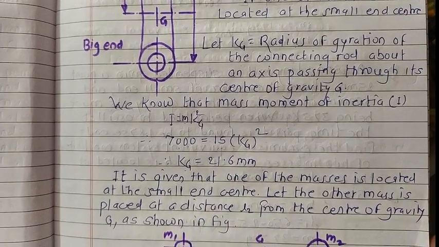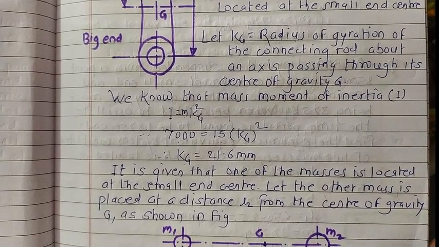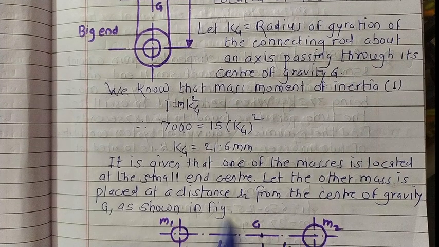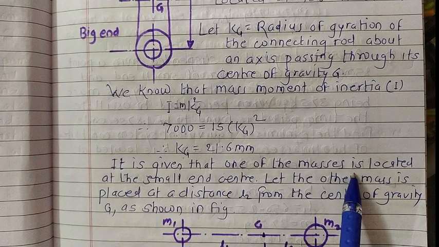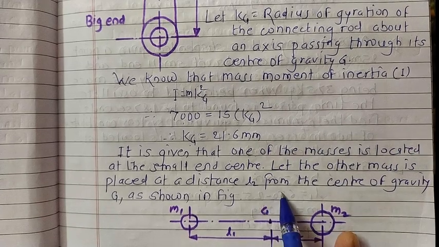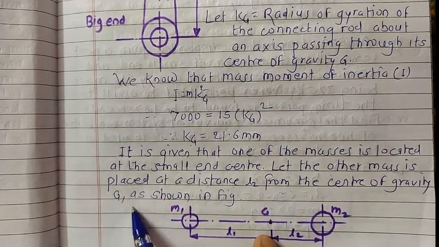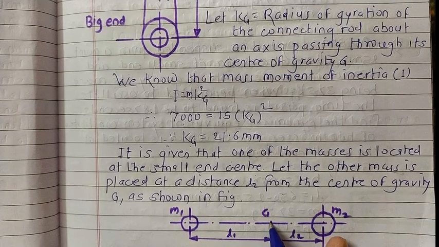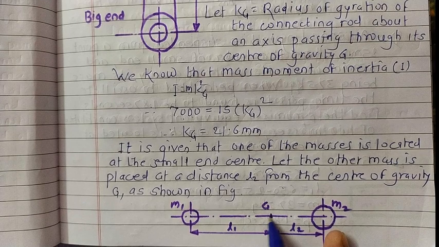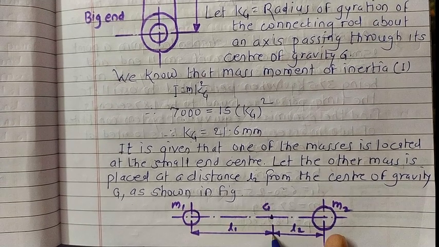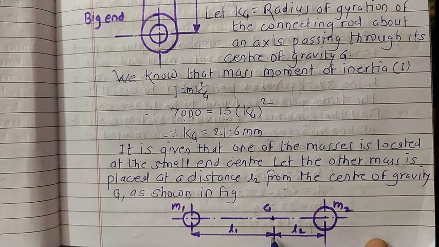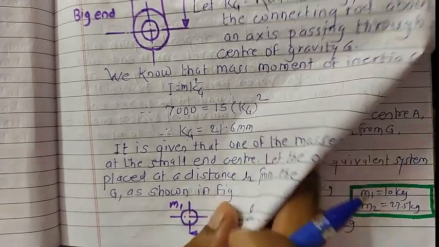Next, the location of one of the masses is given. It is given that one of the masses is located at the small end center. Let the other mass be placed at a distance L2 from the center of gravity G, as shown in the figure. Here is the center of gravity point. With respect to this, one of the masses is located at a distance L1. You have to find out the second distance L2, the location of M2 with respect to the center of gravity point.